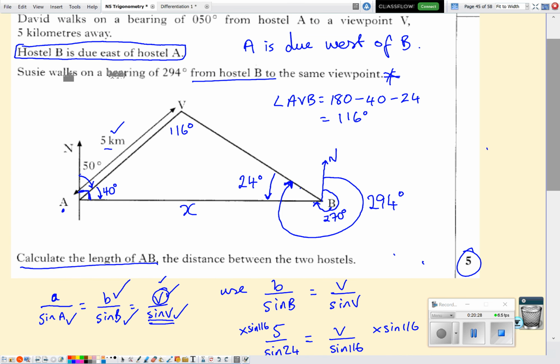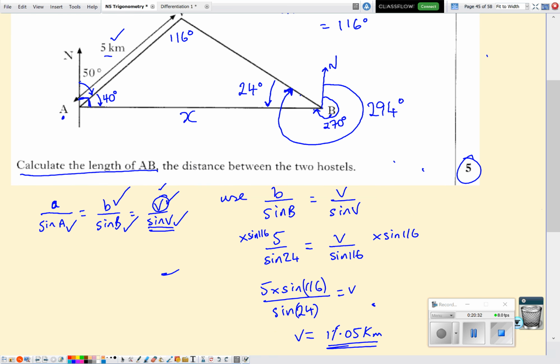You'll get process marks for all the angles work and things at the start, and it's usually 3 marks for the trig process at the end here. So it would probably have been somewhere in the region of the first mark for 40 and 24 degrees, the second mark for the 116, and the third, fourth, and fifth marks for the sine rule process at the end.